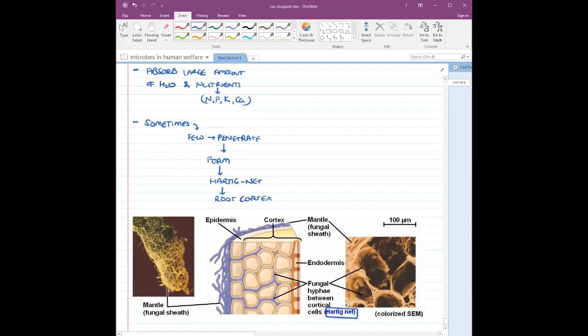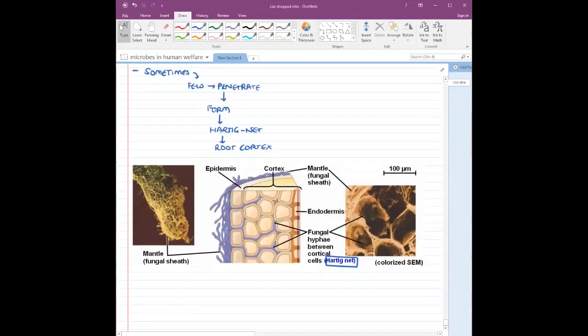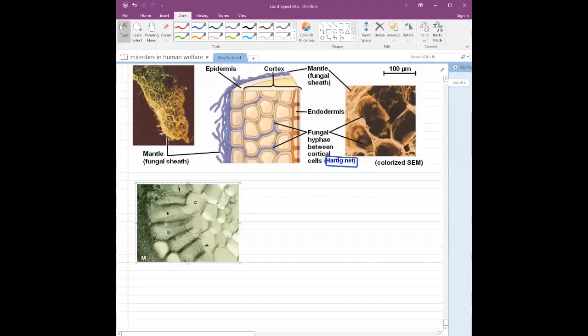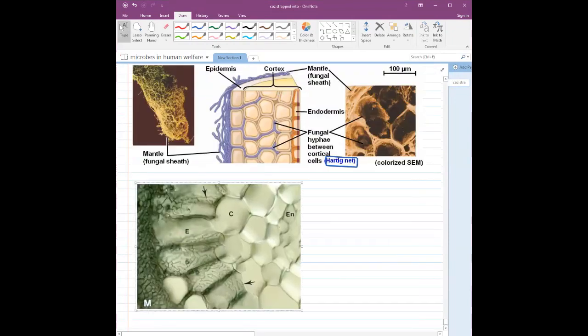Here what we are seeing is nothing but the Hartig net structure, but I will show you in a better manner how that is going to happen. If you look at this structure, you can see some of them have gone inside and formed a network kind of a thing. That network is nothing but your Hartig net. This is what is going to happen, guys. Everybody all right with this?